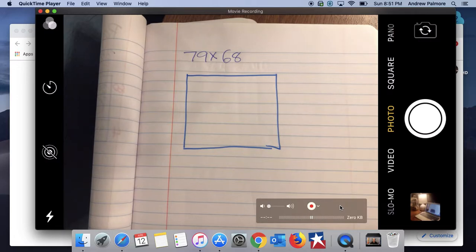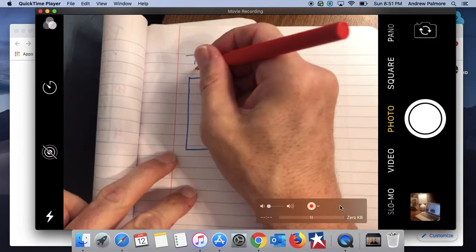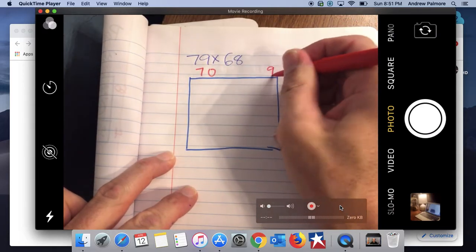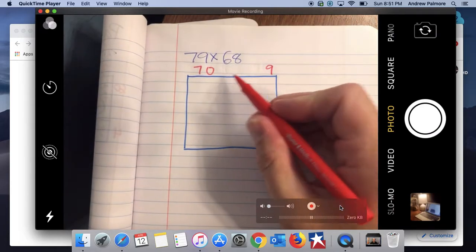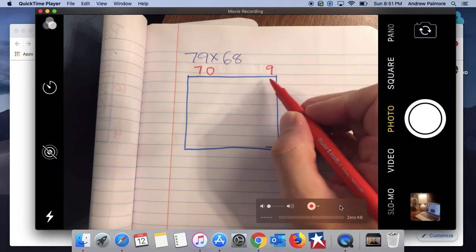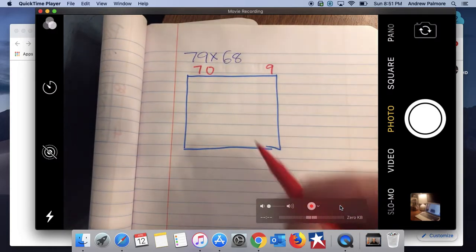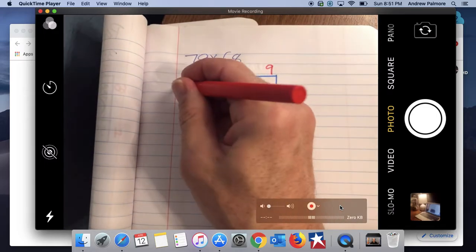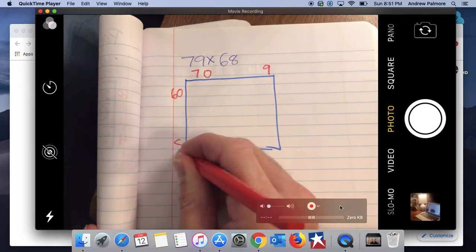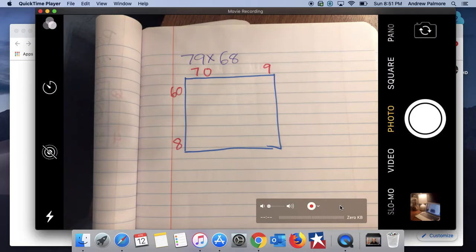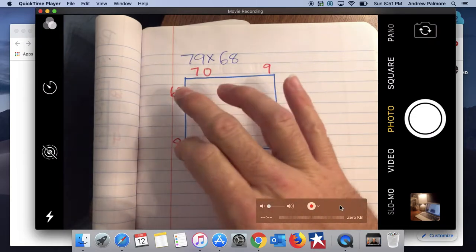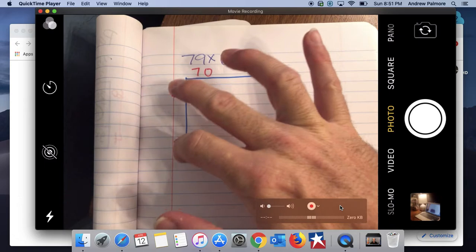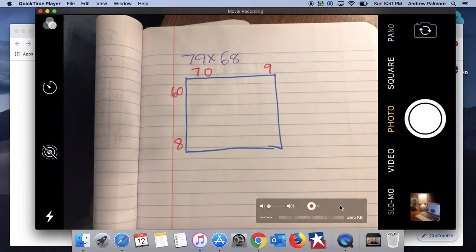So how do I break up the 79? Right, 79. So I'm going to make my 70 space a little bit bigger than my ones place, and then let's break up the 68. So we're going to have a 60 and an 8. Okay, doesn't matter where I put the 79 and the 68. Not really.